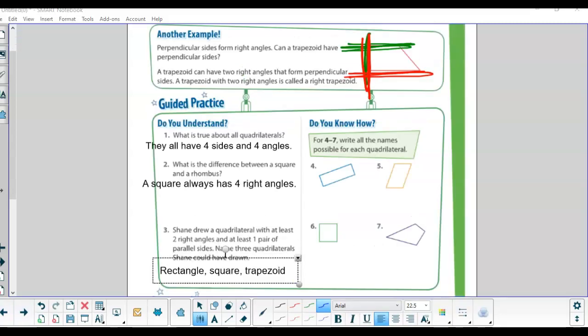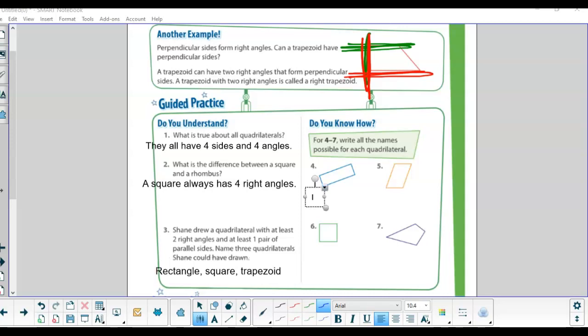Okay, so for now, numbers 4 through 7, I want you to pause the video and I want you to try and write all the names possible for each quadrilateral. Writing one name is going to be super easy because we know their traditional names, but remember, different shapes can also be considered different figures. So take a minute and try to write down as many as you can, and then we'll go over it. So as soon as you're done, resume play on.